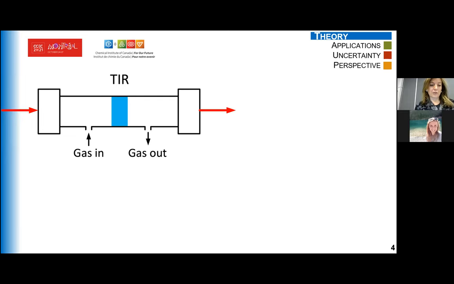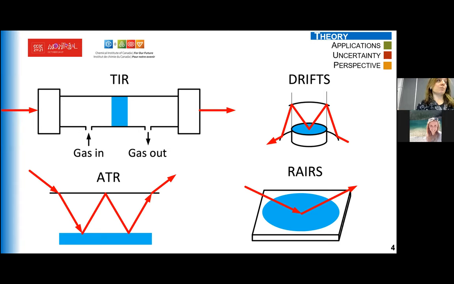So here I will show you the most popular configurations, because as you know, this spectroscopy is very common. The simplest is the transmission, which is up on the left. In that slide, the sample is the blue area and the IR radiation is the red arrows. In transmission, which is the simplest and the oldest, the IR beam goes through our sample.